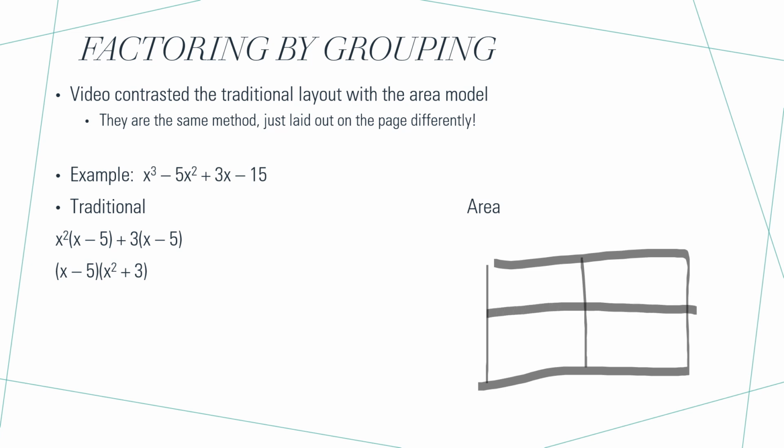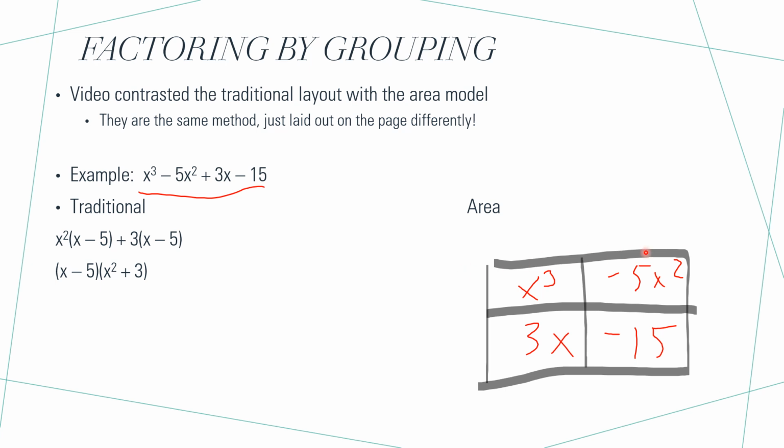Now, for the area model, it's actually really straightforward. So for the area model, you would take the x to the third and put it in the upper left, and the negative 15 would go in the lower right. And then you can place the negative 5x squared and the 3x wherever you want. I'll go ahead and put them here. Okay, and 3x. And then you just GCF factor. So it really is the same method.